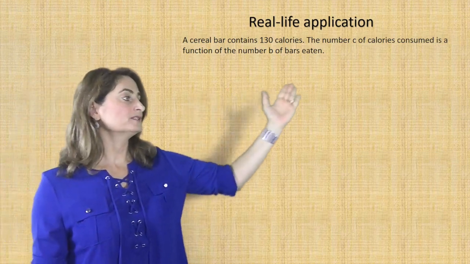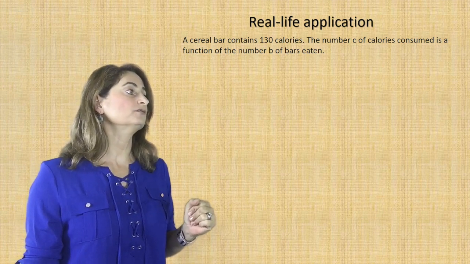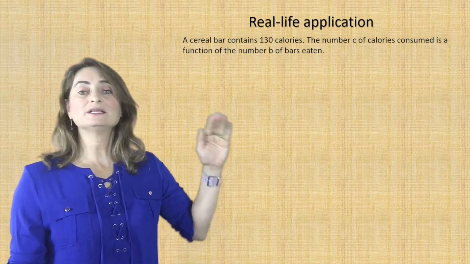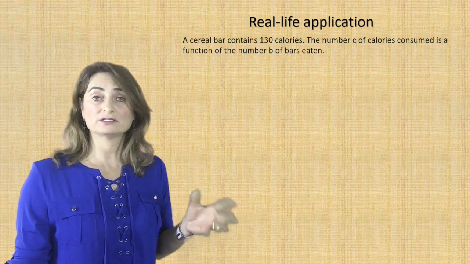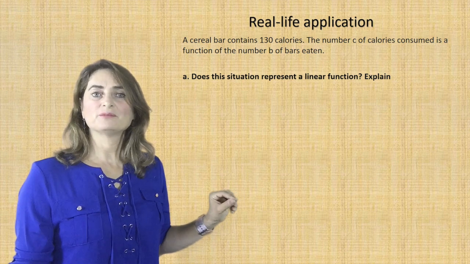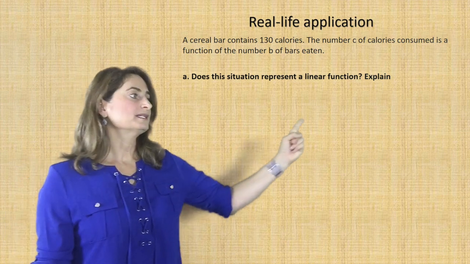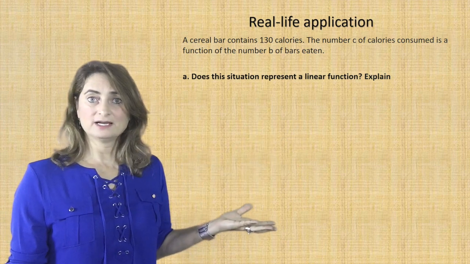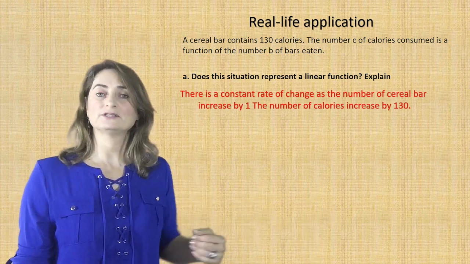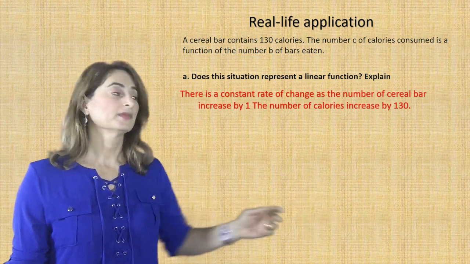Here's another real-life application. A cereal bar contains 130 calories. The number of calories consumed is a function of the number B of bars eaten. So the number of calories depends on the number of bars eaten, which means B is independent, which is the number of bars of cereal. Does this situation represent a linear function? Yes, it does. There is a constant rate of change. Every time you consume a bar, you add 130 calories. You consume 2 bars, that's 260, and so on.